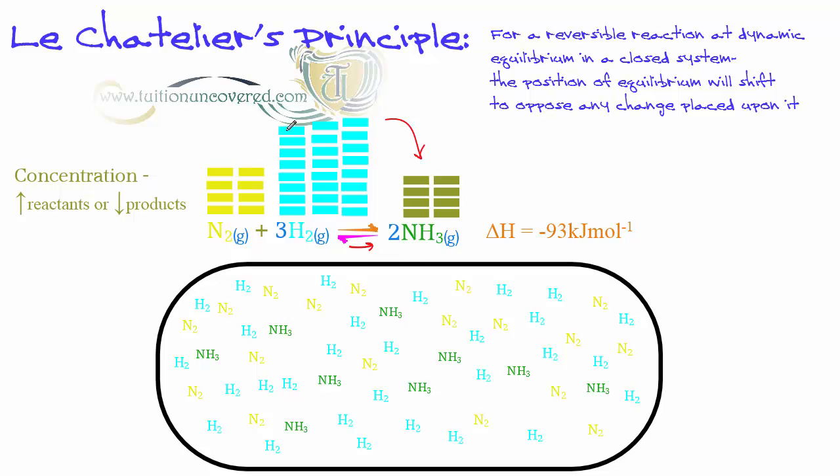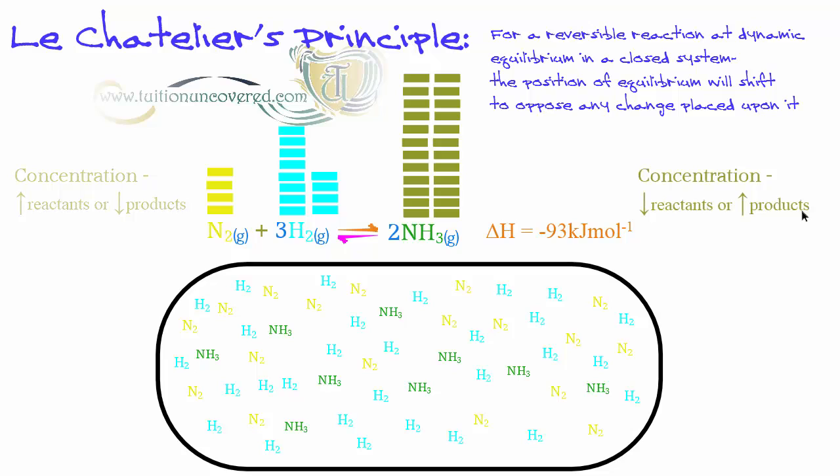That way, more of these reactants that I've put in and disturbed the equilibrium with are going to become the products. Likewise, if I had reduced the products by taking away some of these ammonias, to replace them, some of the nitrogens and hydrogens would have become ammonia as well. The same effect: the position of equilibrium would have shifted to the right.